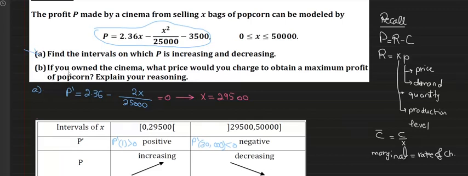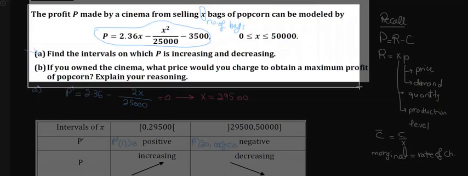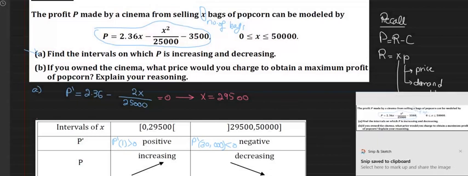In part B, it says, if you owned the cinema, what price would you charge to obtain a maximum profit of popcorn? If you owned the cinema, you need to set the maximum price for the popcorn. Let's recall what x was here. X was the bags of popcorn, so it's the number of bags, right? And what we know about the profit is that it's the revenue. Let's take that exercise to discuss part B.